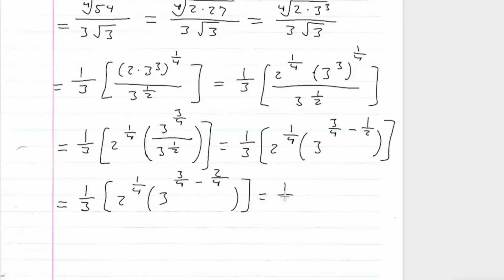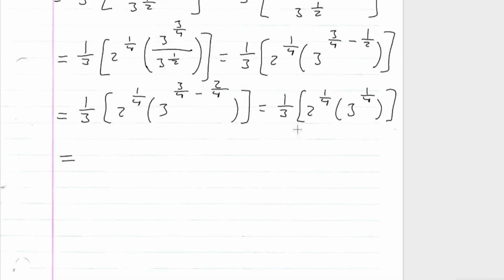Okay, so this is equal to 1/3 times 2 to the 1/4. And then 3/4 minus 2/4 is 3 to the 1/4, right? And then here we have 2 to the 1/4 and 3 to the 1/4. So remember, this is the same thing as the fourth root of 2 and the fourth root of 3. So we could just put that under one radical, aka the same thing as 1/3 times 2 times 3 to the 1/4. And then, of course, the same thing as 1/3.